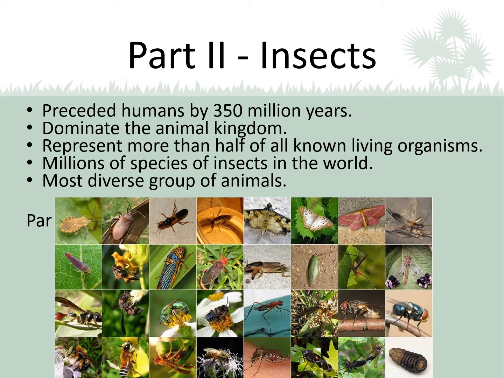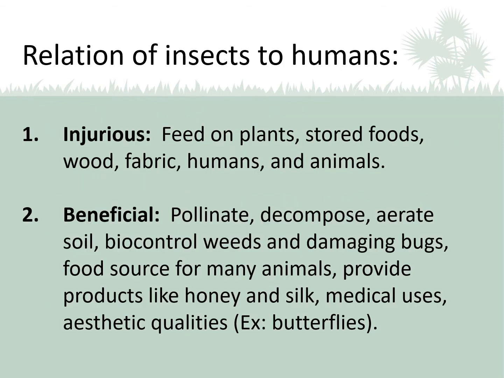Okay, part 2, insects. Insects have preceded the human species here by about 350 million years. They dominate the animal kingdom. In fact, it's been estimated that they make up about 60% of the animal kingdom. Millions of species of insects are found throughout the world, and they're the most diverse group of all animals. Pretty amazing. Our friends, the insects.